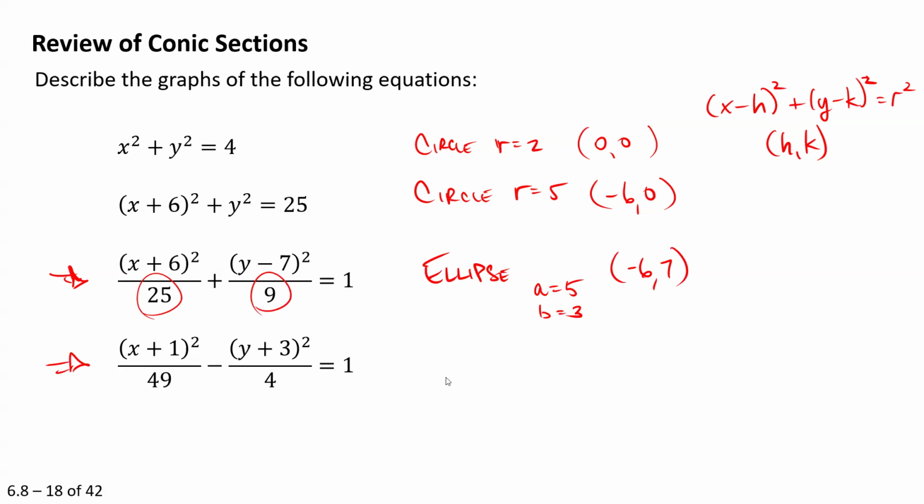Then lastly, a hyperbola has a center here at -1, -3. And again, it's got major and minor axes that are based on this 49 and 4 here. So I think that's 7 and 2.